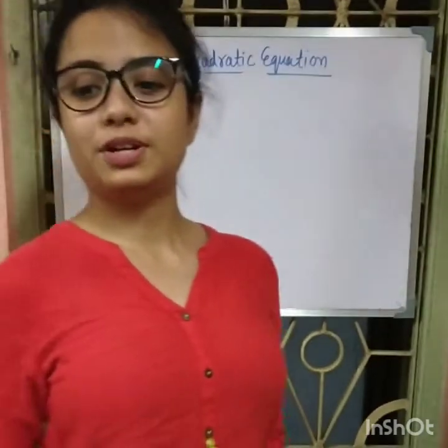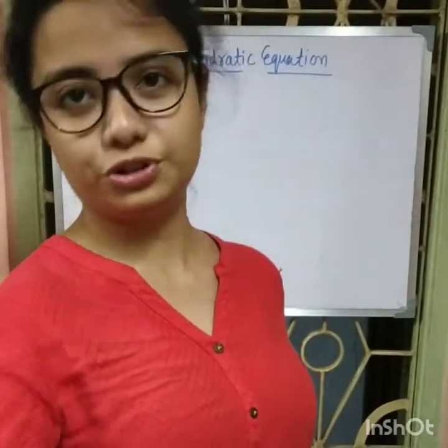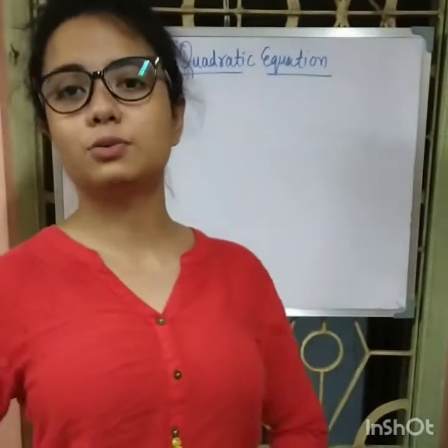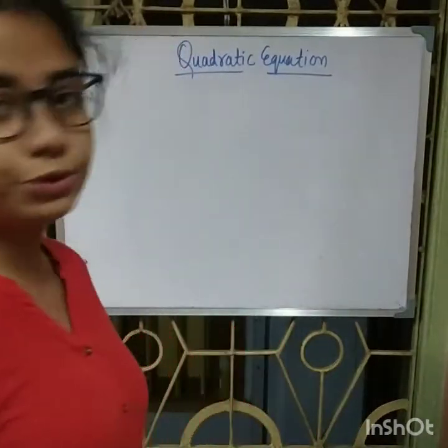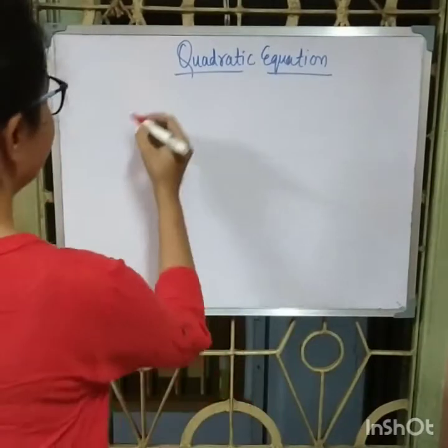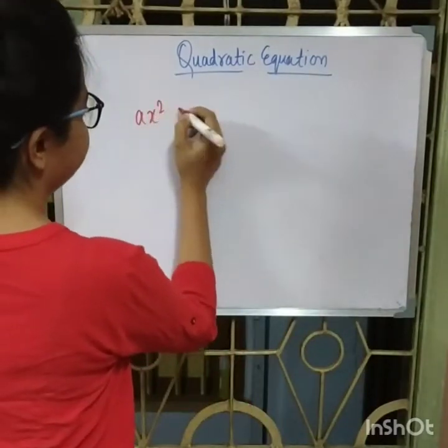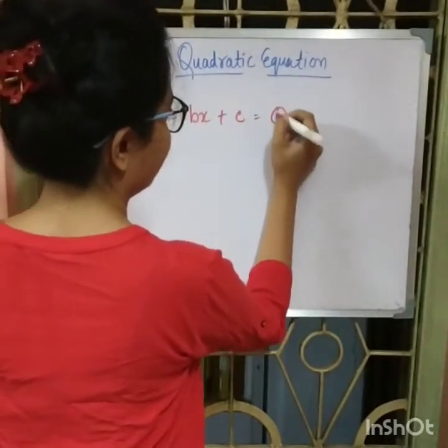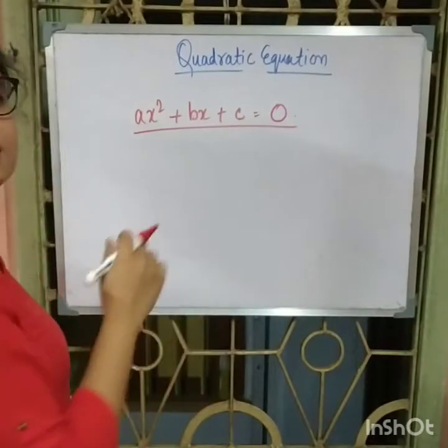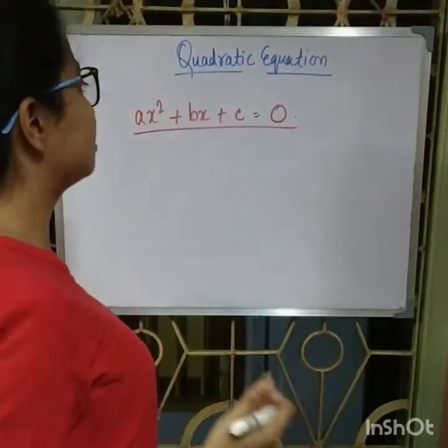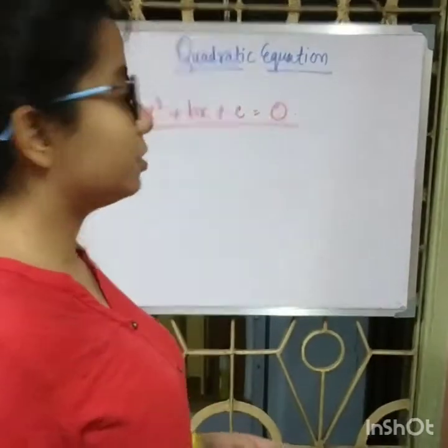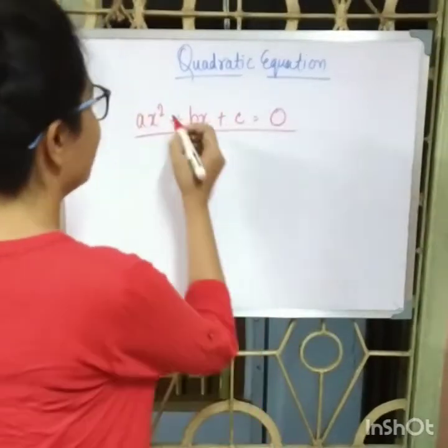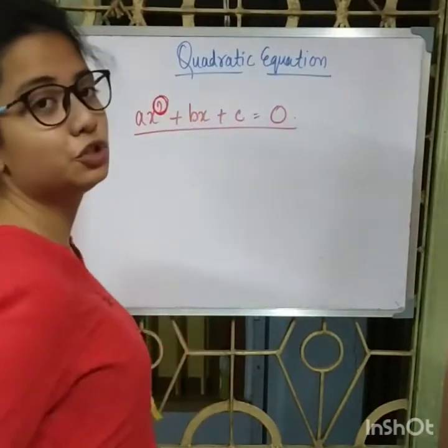Hello, so today we are starting with a quadratic equation. What do you mean by a quadratic equation? A quadratic equation is written in the form... we can say this is a quadratic equation. In other words, a quadratic equation is an equation where the highest power of the variable x is 2.